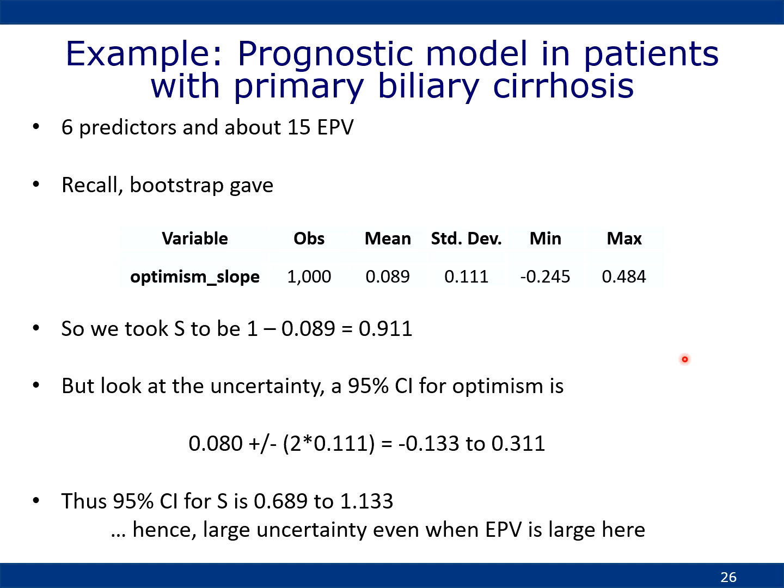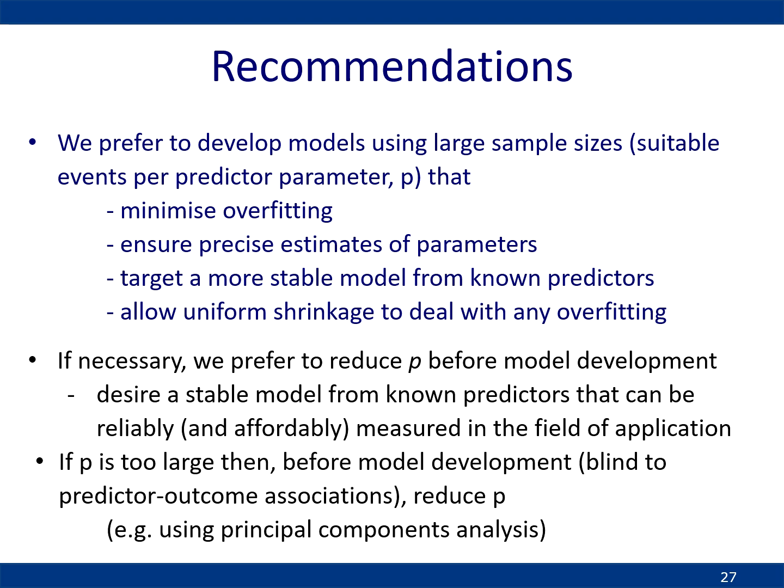So my point to you would be, should we even be thinking about developing models when the sample size is too small? I would say absolutely not. So we prefer to develop models using large sample sizes. So make sure you've got your sample size right. That's first and foremost. Suitable events per predicted parameter. You should be aiming to minimize overfitting, ensure precise estimates of your parameters, at least the intercepts. Aim for a stable model, and I think you're more likely to do that when you're building on existing evidence.